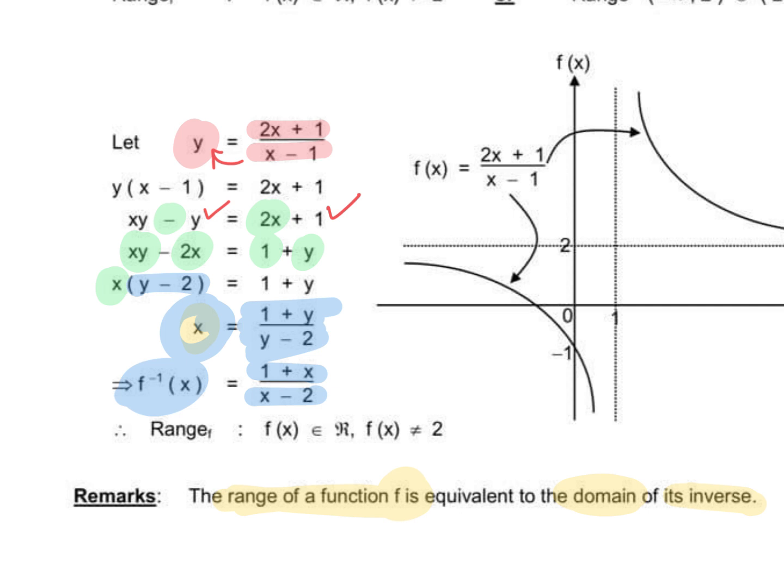So when this is the inverse, you can look at the value of the denominator part here. As x minus 2 cannot be defined when it is 0, so x cannot be equal to 2 here. So this one is the range for this function.